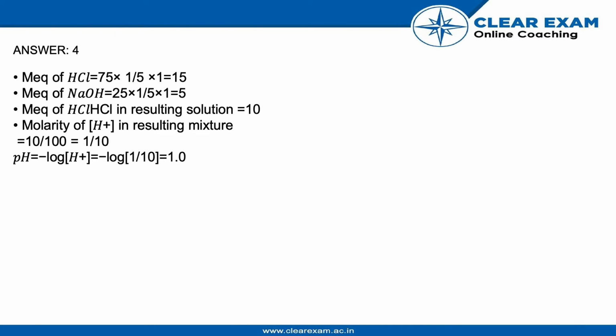So here we have the milliequivalent of HCl, that is 75 into 1/5 into 1, that is equal to 15, and the milliequivalent of NaOH is equal to 25 into 1/5 into 1, that is equal to 5. The milliequivalent of HCl was written 2 times, so cut this. Milliequivalent of HCl in the resulting solution is equal to 10.